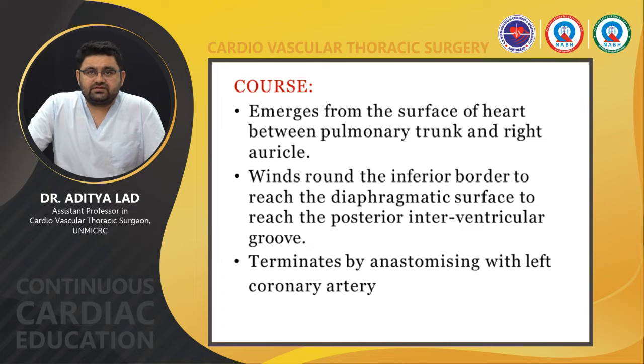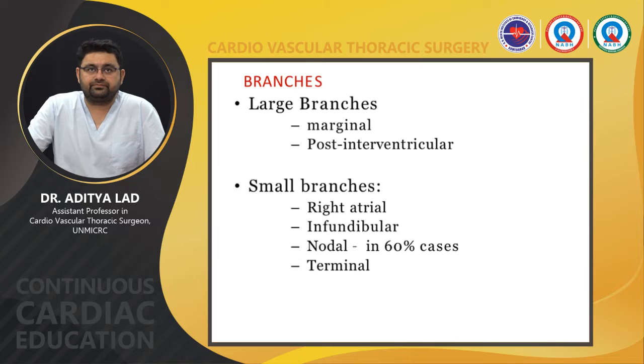It emerges from the surface of the heart between the pulmonary trunk and the right auricle. It winds round the inferior border to reach the diaphragmatic surface and the posterior interventricular groove. It terminates by anastomosing with the left coronary artery.